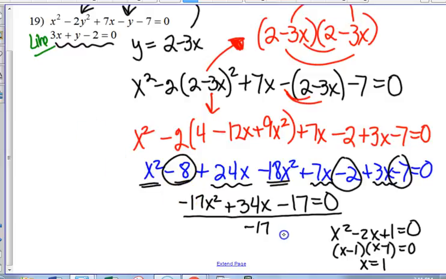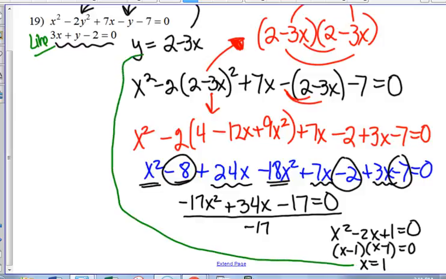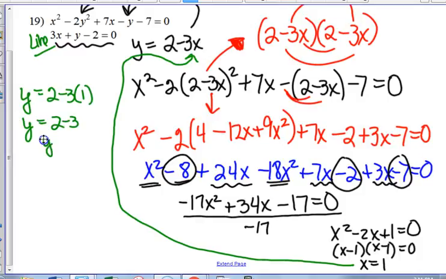Okay, what do I have to do then? There's a really easy place to plug it back in, isn't there, right here? It says y is equal to 2 minus 3 of those x's. 2 minus 3 is negative 1. So I get the ordered pair (1, negative 1). These do intersect in one point only.